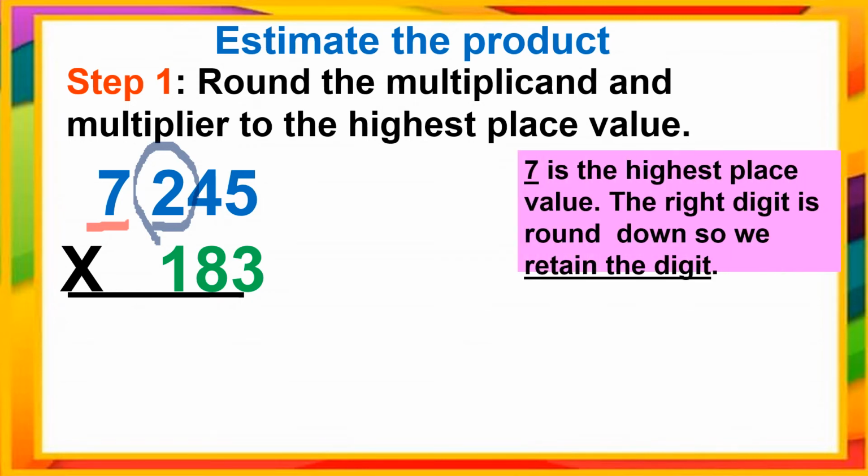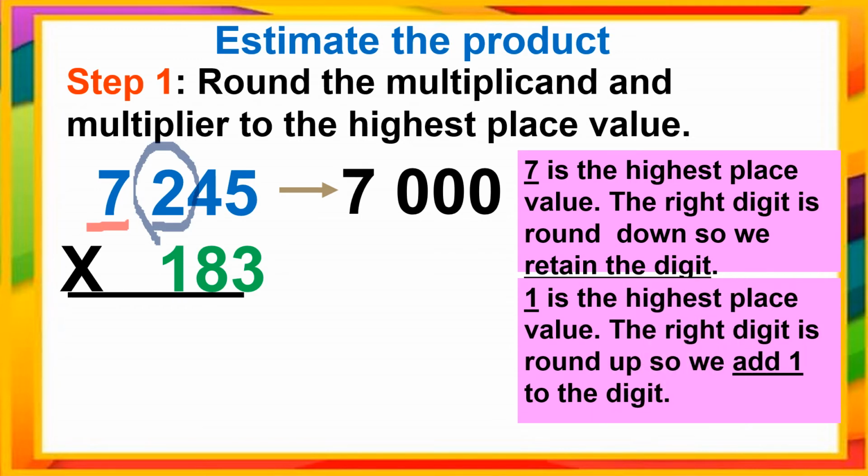So when we talk of rounding down, the number to be rounded will not change. So 7,245 rounded to the nearest thousands is equal to 7,000. Now let's proceed to the multiplier. Our number is 183. This is a 3-digit number. So it means that the number here that has the highest place value is 1. Then we're going to look for the number at the right of 1. Can you tell me what number is at the right of 1? Yes, very good. This is 8.